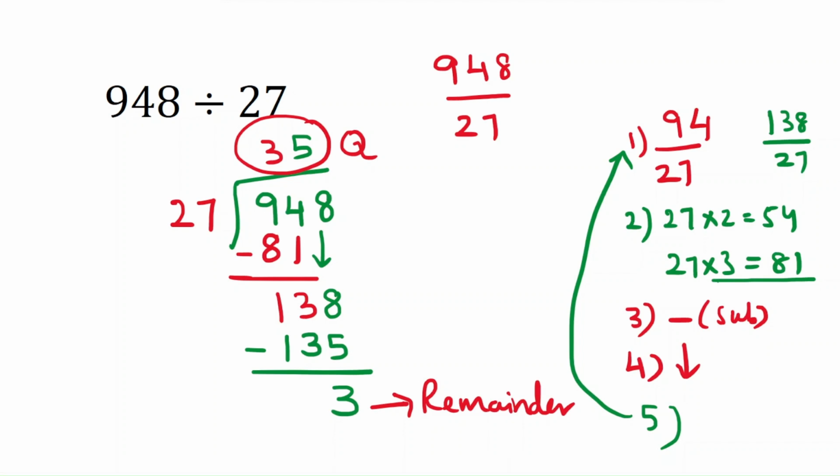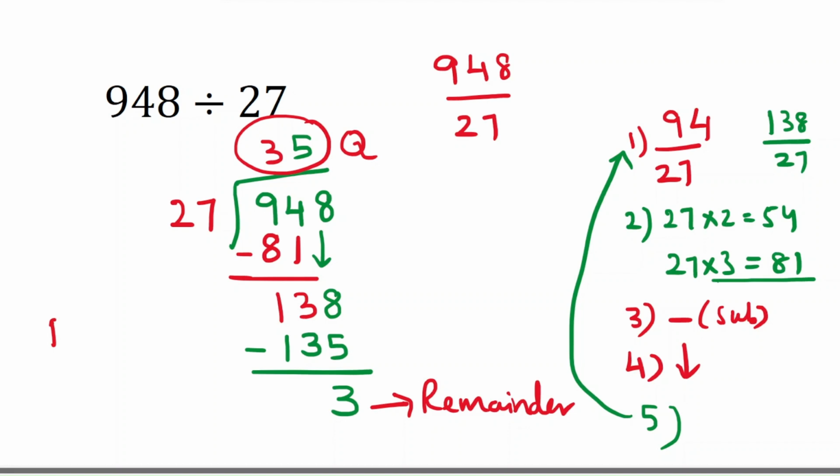If you want to check that your answer is correct, then you have to do: dividend is equal to quotient times divisor plus remainder.